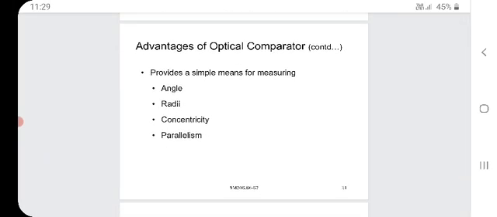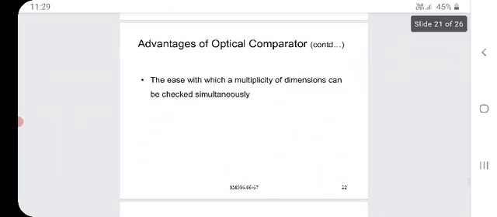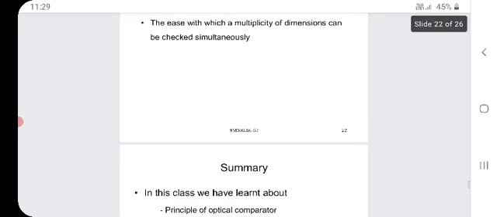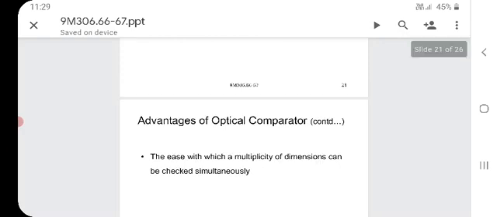It provides a simple means of measuring angle, radii, concentricity, and parallelism. The ease with which a multiplicity of dimensions can be checked simultaneously. This is regarding the optical comparator.